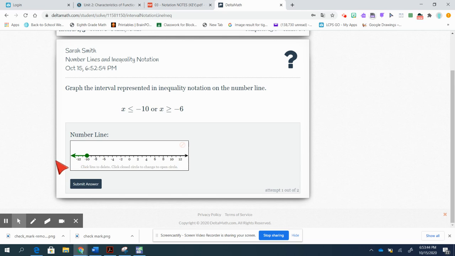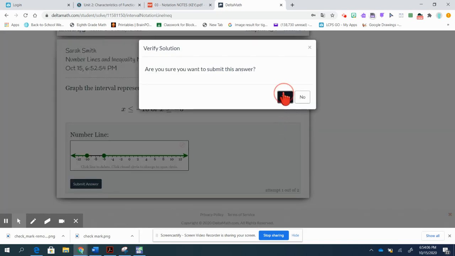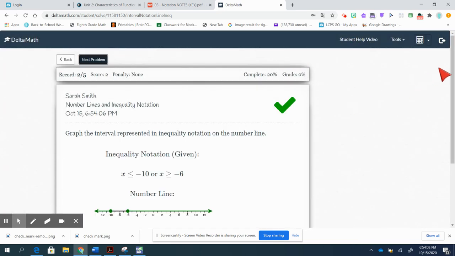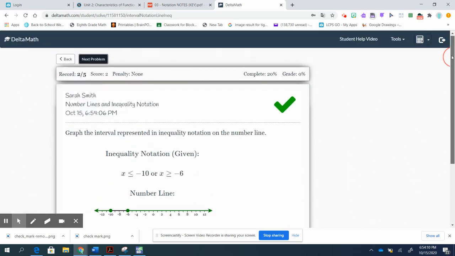for the less than. Then our other one, we know X can be greater than or equal to negative 6. So we're going to go over here to negative 6, and we want another closed circle and drag it all the way this way. Okay, so we should have two closed circles and nothing in between there. Let's see if we did that right. Great, okay. All right.